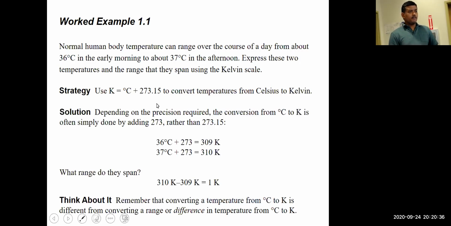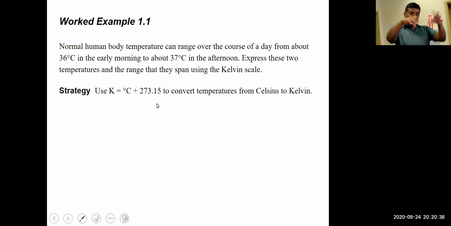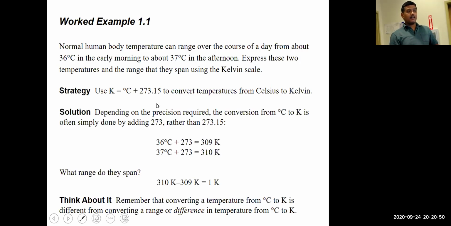Whenever I show you a problem, I expect you to pause the video, practice on it, and then check the answer. So it is easy now. You can easily plug in those 36 and 37 and find the temperature. So the new Kelvin temperatures are 309 and 310.